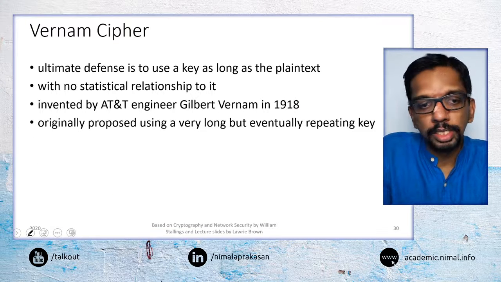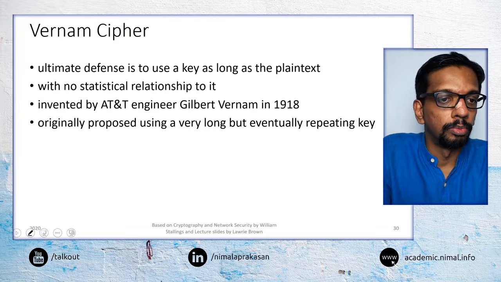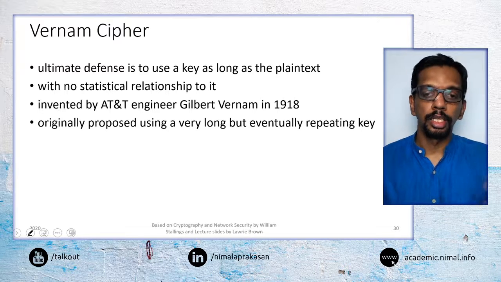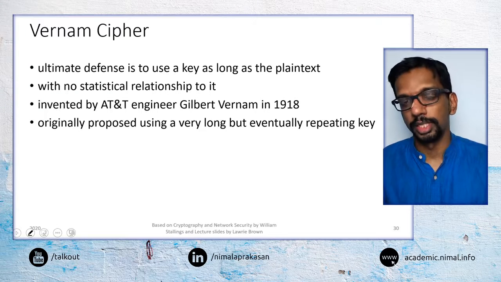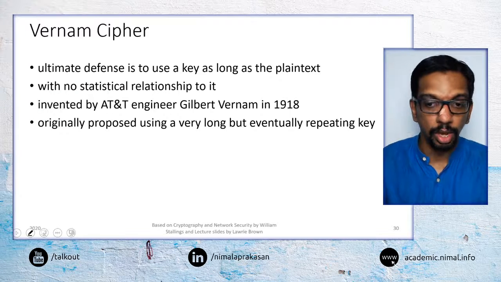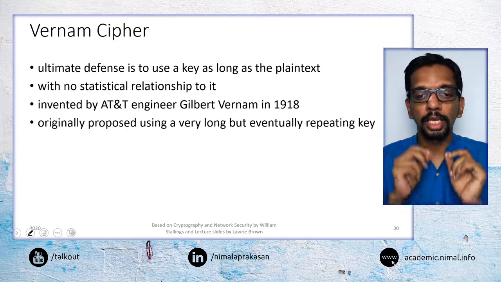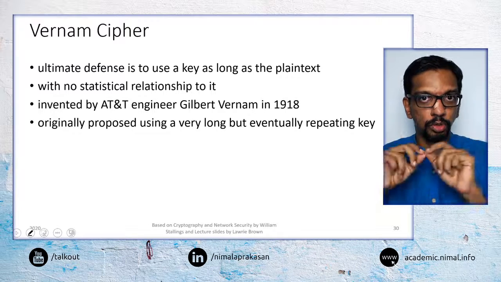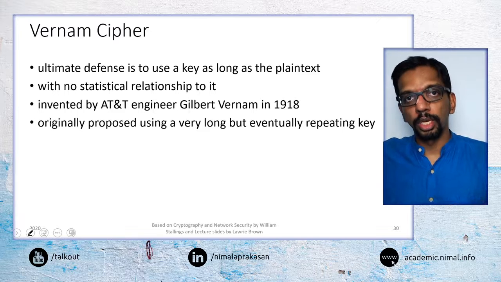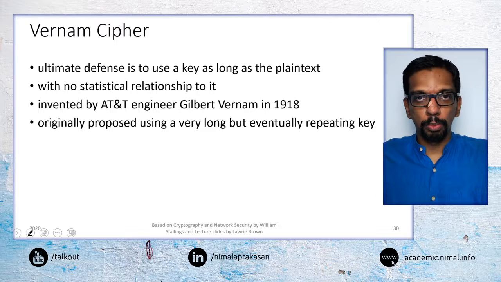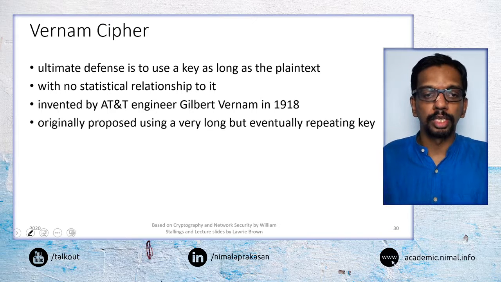Then there's another cipher that is called the Vernam cipher. Again, this is more than 100 years old now. But here the main idea is having a very large or very long key that may repeat eventually, but within a small portion or a small period it will not be repeating. So a significantly larger key.